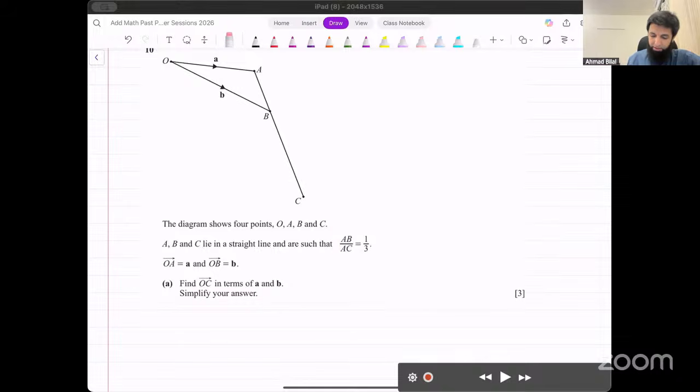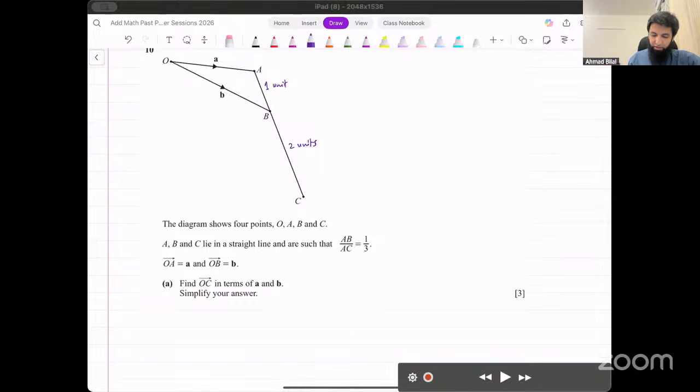Okay, A, B, and C. So you can see that they lie on a straight line. AB and AC ratio. That means if this is 1 unit, then this is 2 units, right? Because the whole thing is 3 units. So we've got the ratio given.